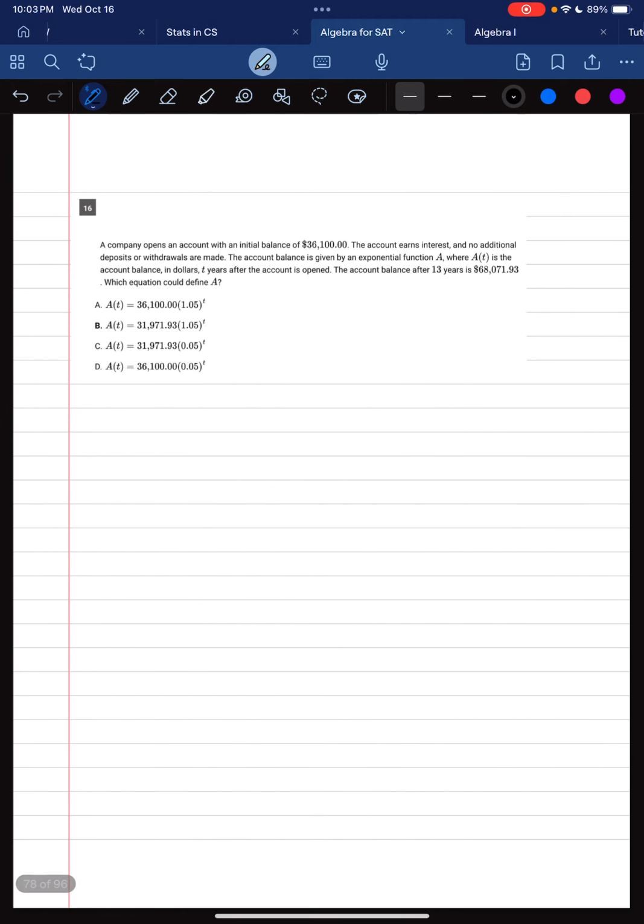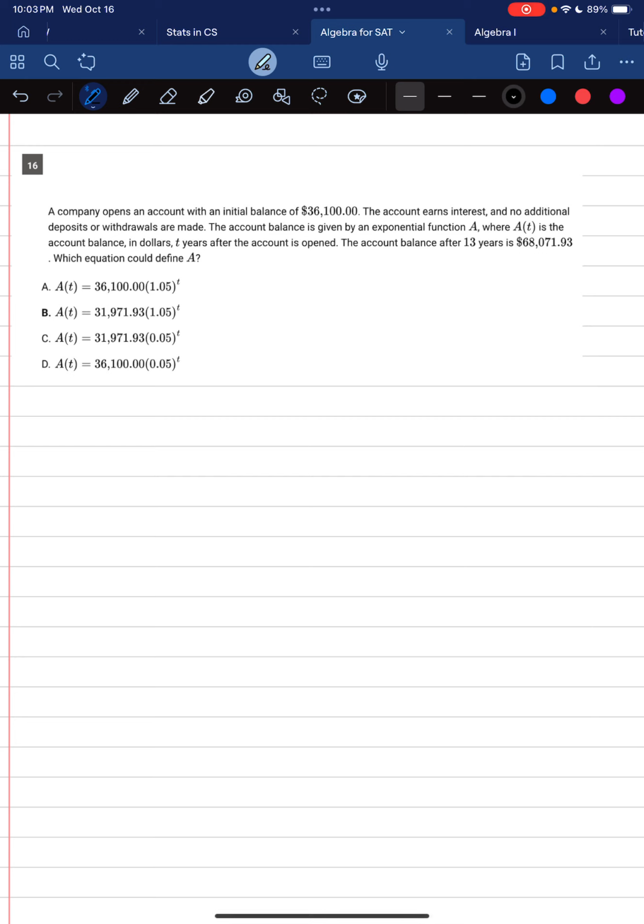Okay, this next question says, a company opens an account with an initial balance of $36,100. The account earns interest and no additional deposits or withdrawals are made. The account balance is given by an exponential function a, where a of t is the account balance in dollars t years after the account is opened. The account balance after 13 years is $68,071.93. Which equation could define a?